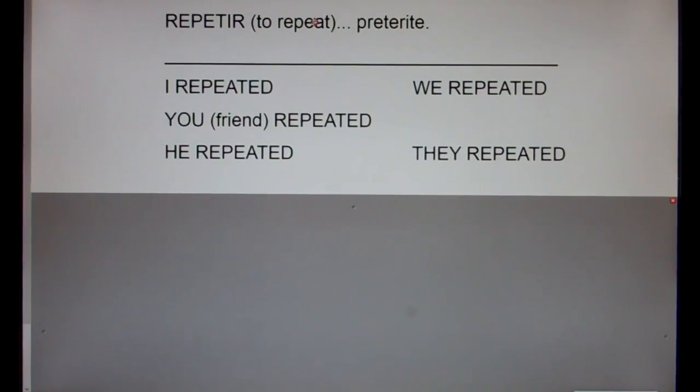This is the verb repetir, to repeat, in the preterite. Now remember, preterite means it happened one time in the past, like yesterday he repeated the statement. Okay? Now, it's easy to remember repetir. In English, repeat has R-E-P-E, and in Spanish it's R-E-P-E. I don't think you'll have trouble recognizing it or remembering it.